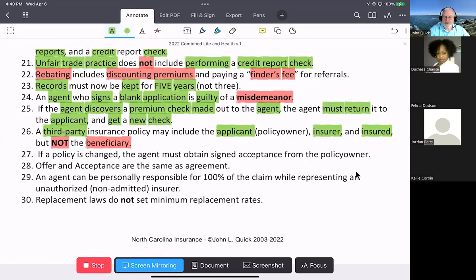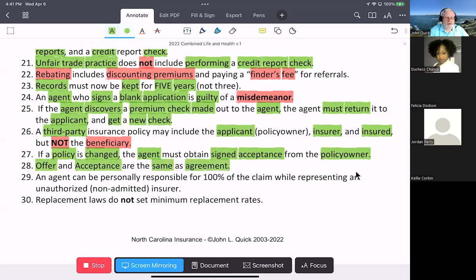Now, there's a thing about change of policy. If a policy is changed, the agent must obtain the signed acceptance from the policy owner. So they can't put the war clause in your policy without your permission. If you want to switch from fixed loan interest rate to variable loan interest rate, they can only do that if you sign and agree to do that. Offer and acceptance is the same as agreement.